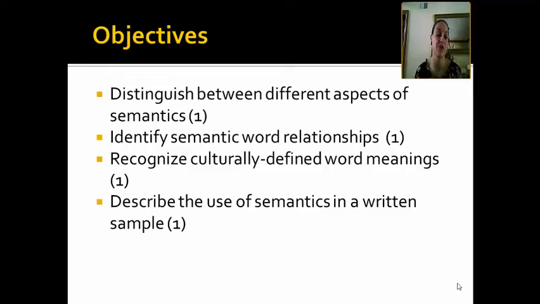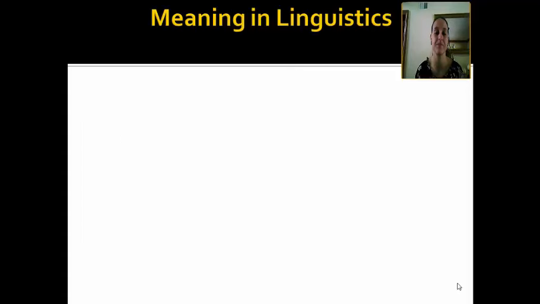So our objectives of this session, of this topic, is for you to distinguish between different aspects of semantics that we're going to talk about today, to identify semantic word relationships, to recognize culturally defined word meanings, and also to be able to describe the use of semantics in a written sample, which is something that you will be doing in your assignment B, your written language analysis project.